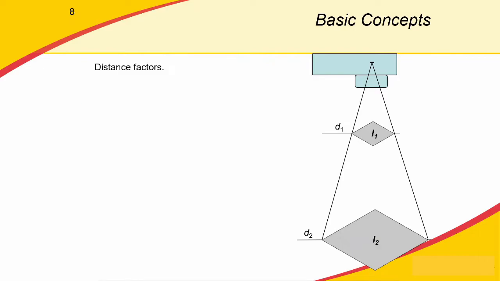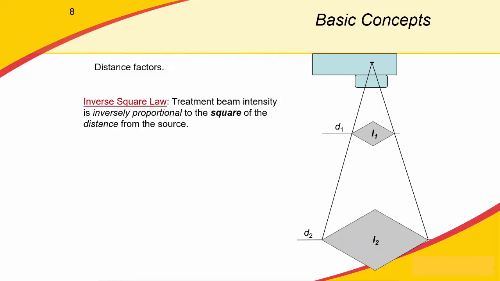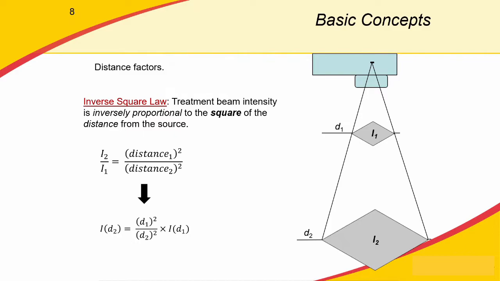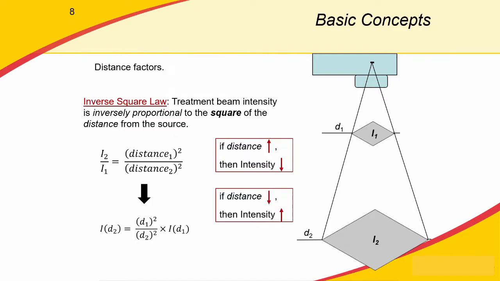Also, we see that the intensity of the treatment beam is inversely proportional to the square of the distance from the source. This is known as the inverse square law, and it gives us a way to calculate what the intensity of the treatment beam would be at a different point than the point at which the intensity is known. What's important to remember about this is if the distance from the source increases, then we know our beam intensity is going to decrease. Conversely, if the distance from the source decreases, then we know our intensity will increase.